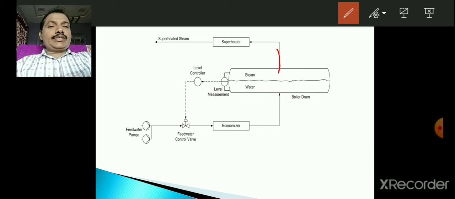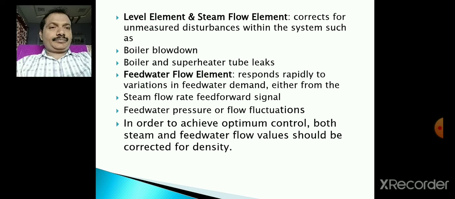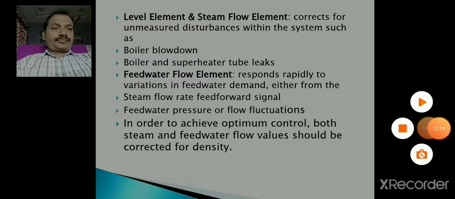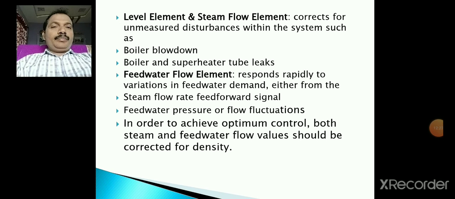Here the steam is going to the turbine through the superheater. So the level element and steam flow element correct for unmeasured disturbances within the system, such as boiler blowdown, and boiler and superheater tube leaks. So these are the disturbances, and they can be corrected with the help of the level element and steam flow element.